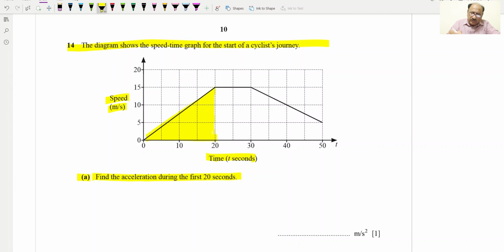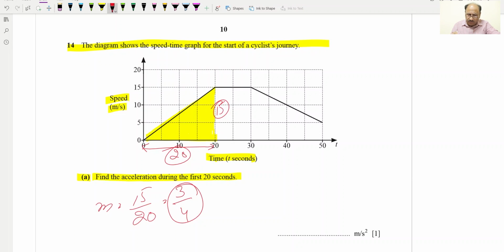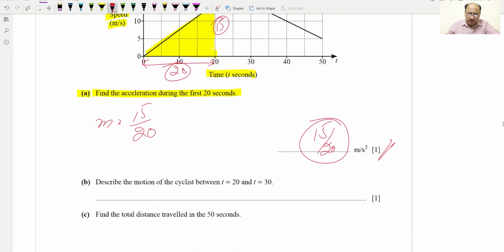For the gradient of this portion, we will take 1, 2, 3. So this will be representing 15. So this side is 15 and this side will be 20. So rise over run. So we can write m will be equal to 15 over 20, and this will be, 5 3s are 15, 5 4s are 20, so it will be 3 by 4, or we can just write 15 over 20. This one is also okay. So this is a 1-mark question which we are done with.